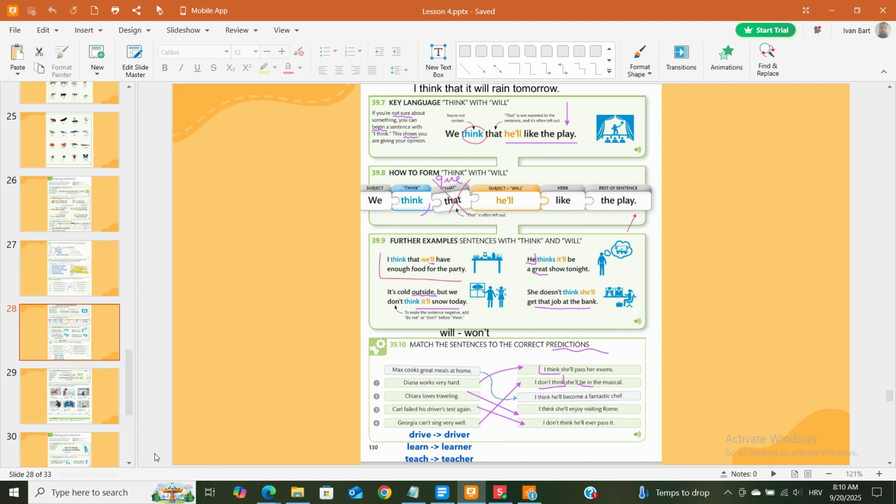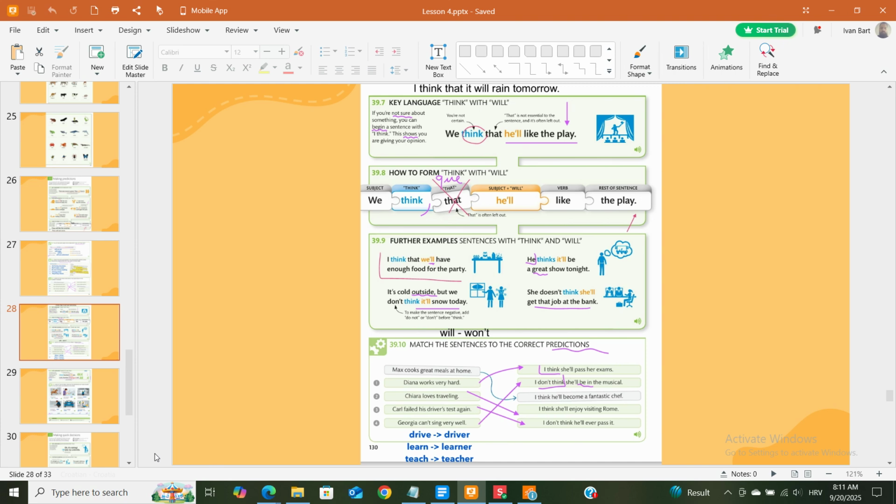39.10 Match the sentences to the correct predictions. Max cooks great meals at home. Diana works very hard. Kiara loves traveling. Carl failed his driver's test again. Georgia can't sing very well. Drive gives driver, learn gives learner, teach gives teacher. I think she'll pass her exams. I don't think she'll be in the musical. I think he'll become a fantastic chef. I think she'll enjoy visiting Rome. I don't think he'll ever pass it.